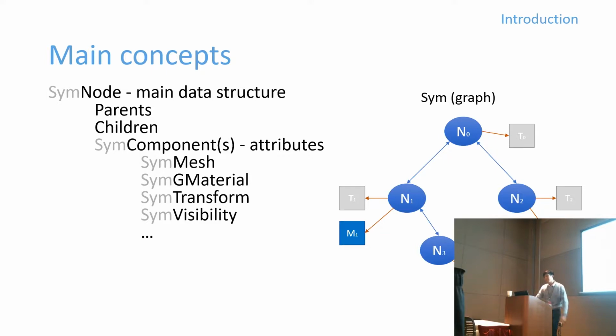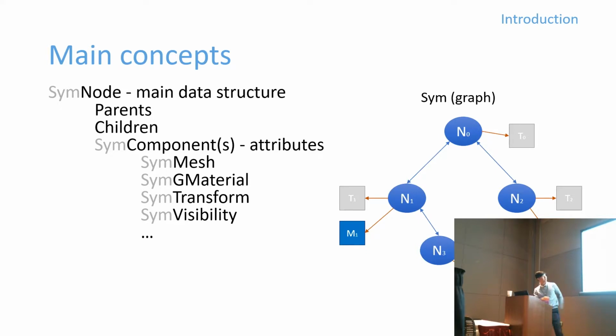Okay, so now we go down to the main concepts. What is a SYM? A SYM consists of SYM nodes, which are like a holder. They can have parents, they can have children, and they can have components. The components are the attributes, or kind of like the real thing: the meshes, the G material, transform, visibility, the things that describe what this is.